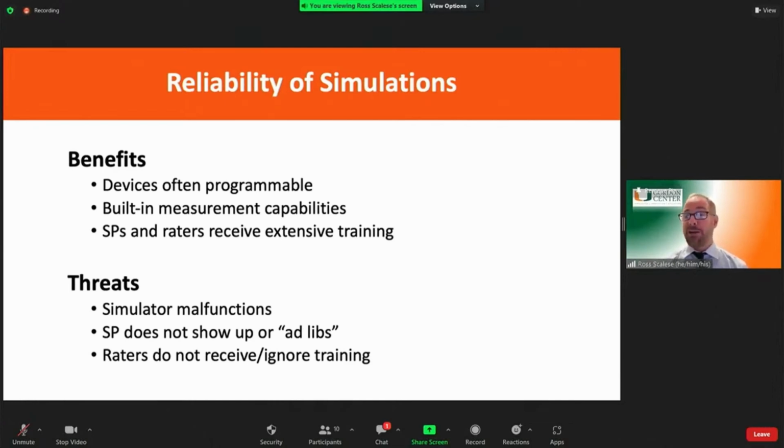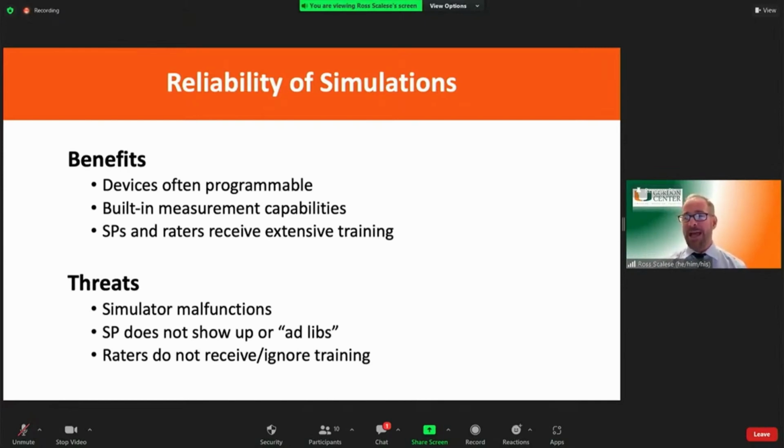Of course, those are not ironclad. It's not a guarantee that you're going to have 100% reliability just by virtue of using simulations. There are certain threats. For example, what if the simulator doesn't work right? What if it wasn't calibrated properly at the outset? Its sensors aren't working. What if the SP just doesn't show up?